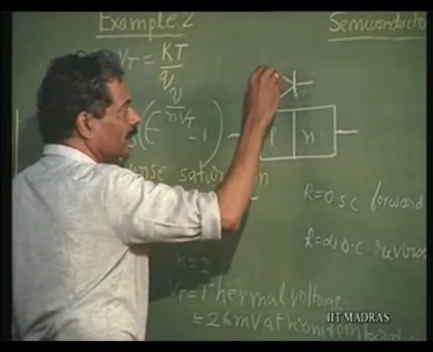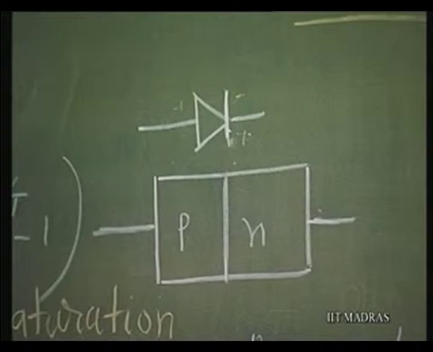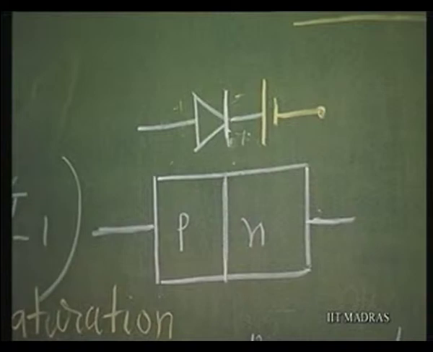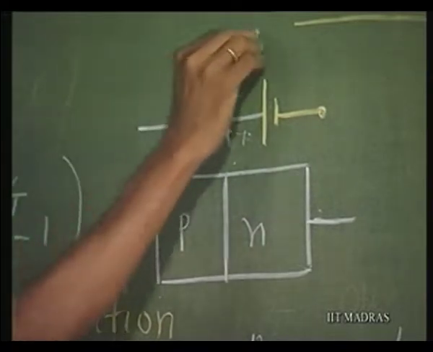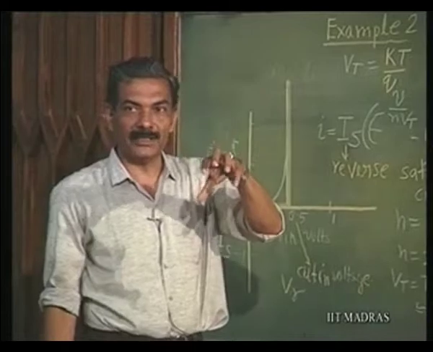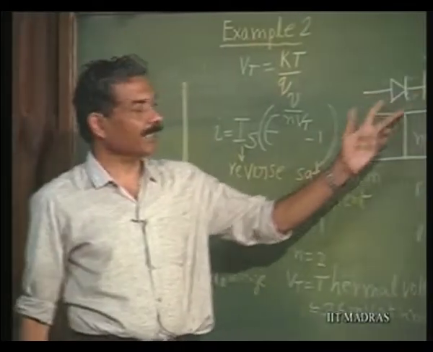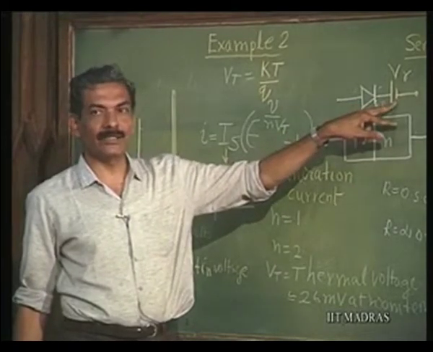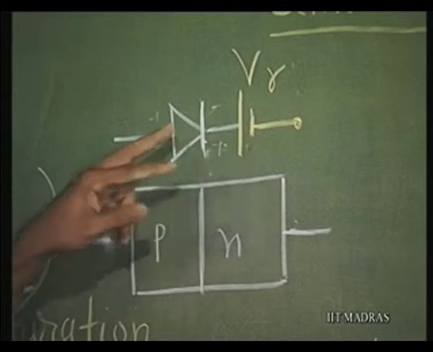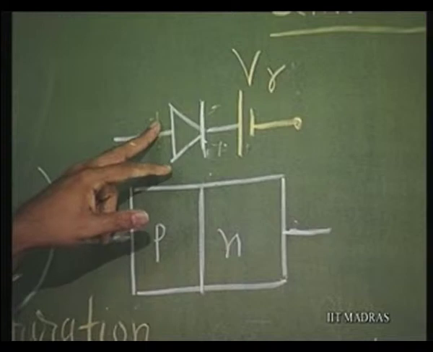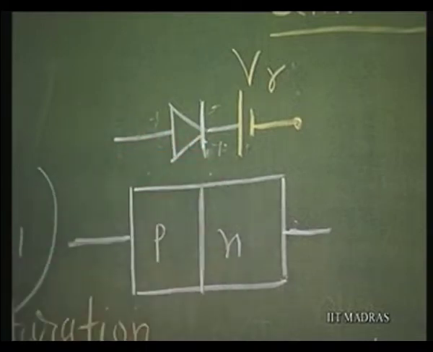Let us therefore see what its characteristic is going to look like. If it is forward biased, it is not going to conduct immediately. It is as though we have a battery in series with it, which is the cut-in voltage V gamma, and thereafter we have the ideal diode. So, a semiconductor diode, to a first degree of approximation, can be approximated as an ideal diode in series with the cut-in voltage of V gamma. Until V gamma is reached, it is not going to conduct. Thereafter, it is going to be replaced by a short circuit.